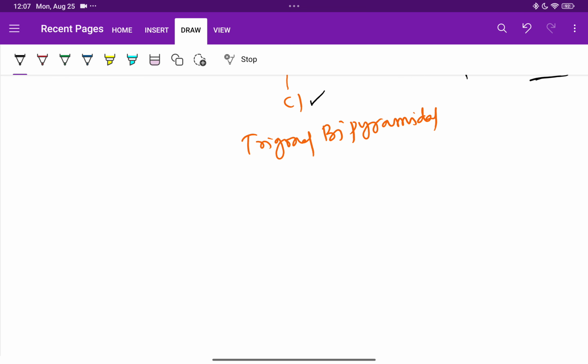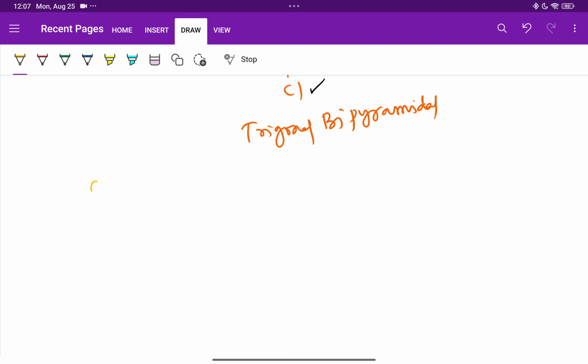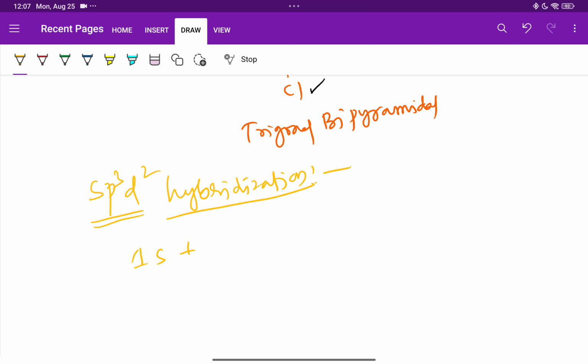Next, sp3d2 hybridization. So in the name the answer is present. 1s 3p 2d orbitals intermix. These all orbitals are coming from the central atom only. So 1s 3p 2d orbitals intermixing and giving you 6 sp3d2 hybrid orbitals.